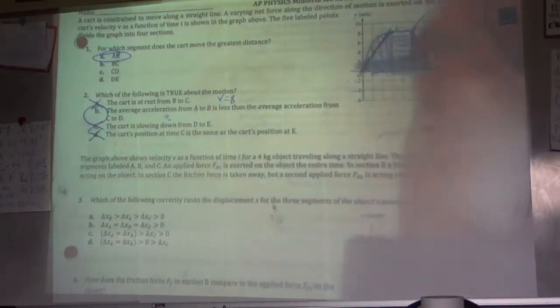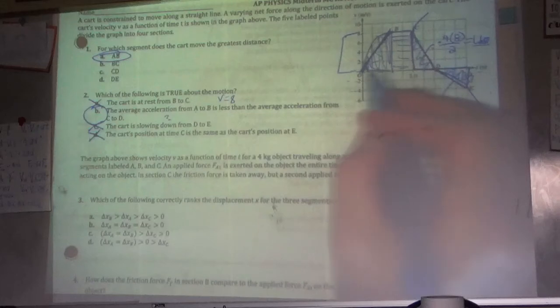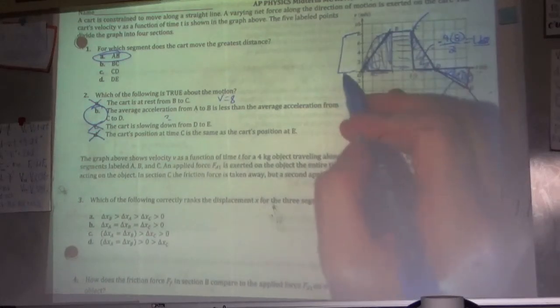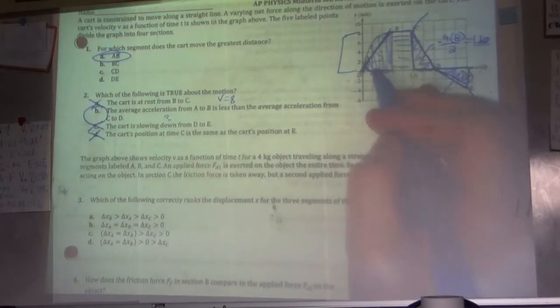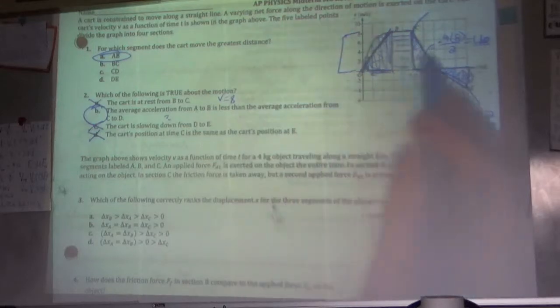You also can think about both of these change their velocity by 8, whereas this one takes more time to change that velocity than this one. So even though they're changing the same amount of velocity, it takes this one longer, so it must be changing at a lesser rate. So its acceleration is less than the average acceleration from C to D.